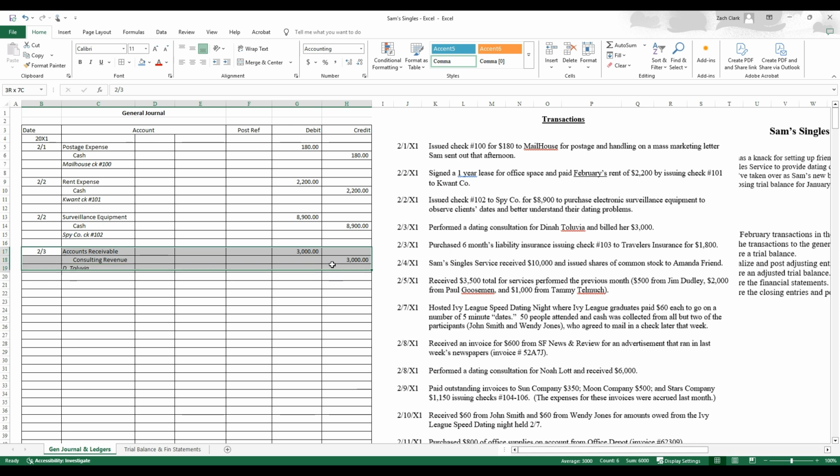Another entry on the 3rd. That's one nice thing about copying and pasting your entries is the dates. You don't have to change them if they're on the same day, so that's nice.